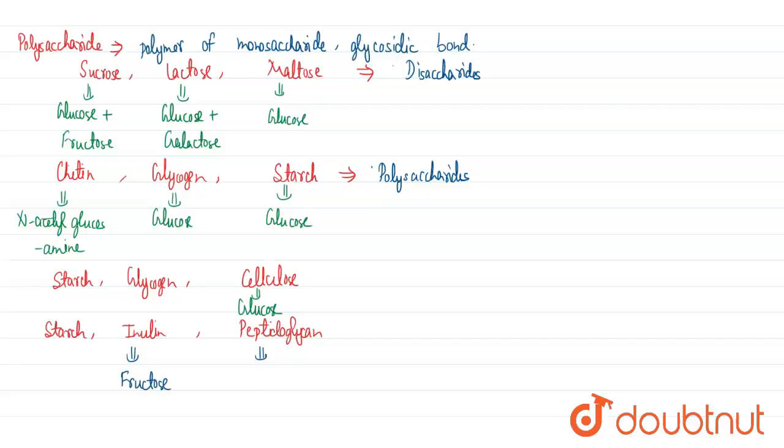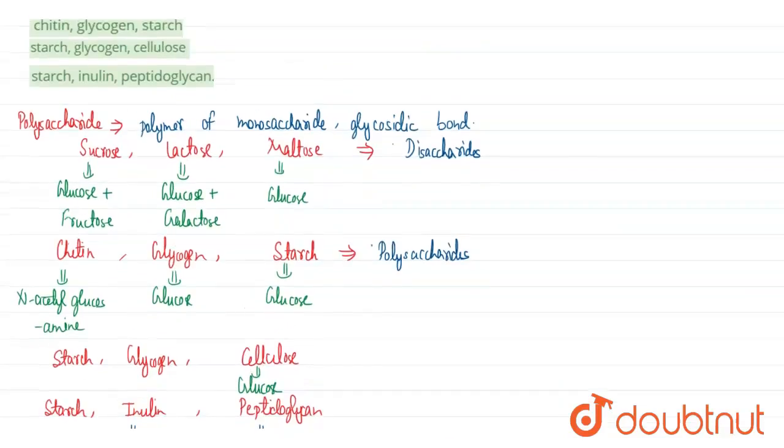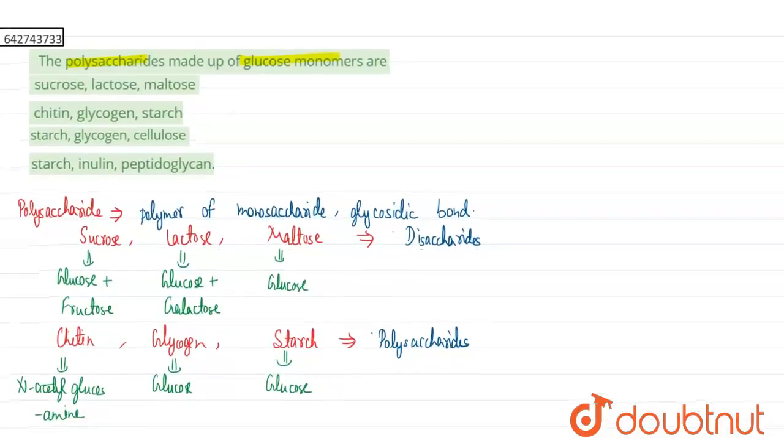And peptidoglycan has N-acetyl glucosamine, that is the NAG, and also N-acetyl muramic acid, that is the NAM. It has these two units in its structure. So according to our question, only our third option has glucose in its units, that is starch, glycogen, and cellulose. I hope this answered your question.